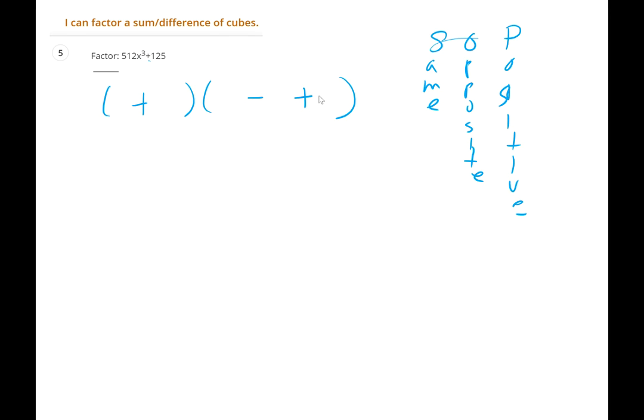Then we are going to take the cube root. Let me look at that. The cube root of 512 is 8. Sorry, I had to look it up. So 8x. And then the cube root of 125 is 5. And then we are going to square the first term, which would mean 16x squared. Square the last one, which is 25. And then I'm multiplying together, ignoring the signs for the middle, so 40x.